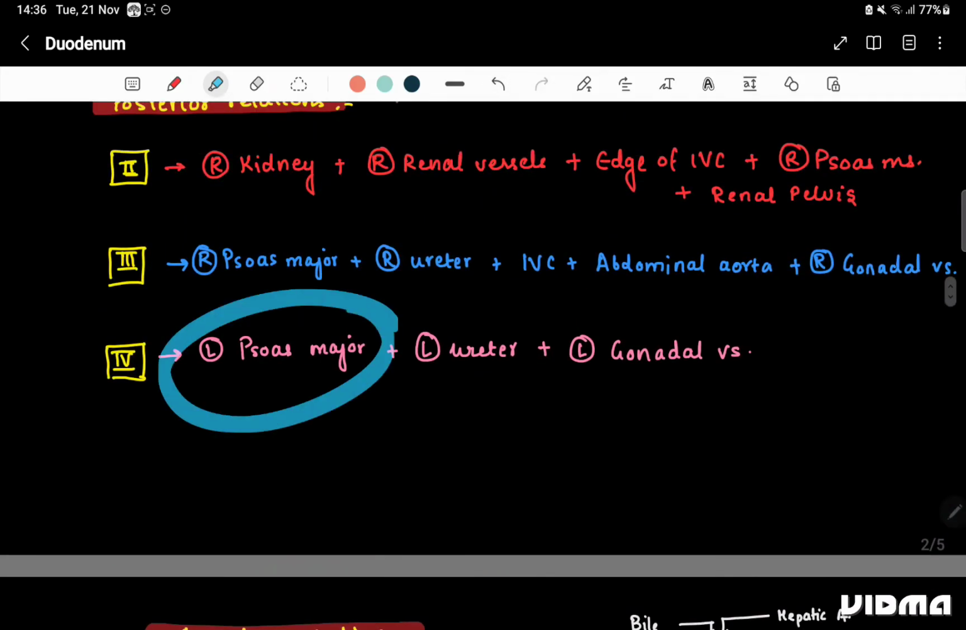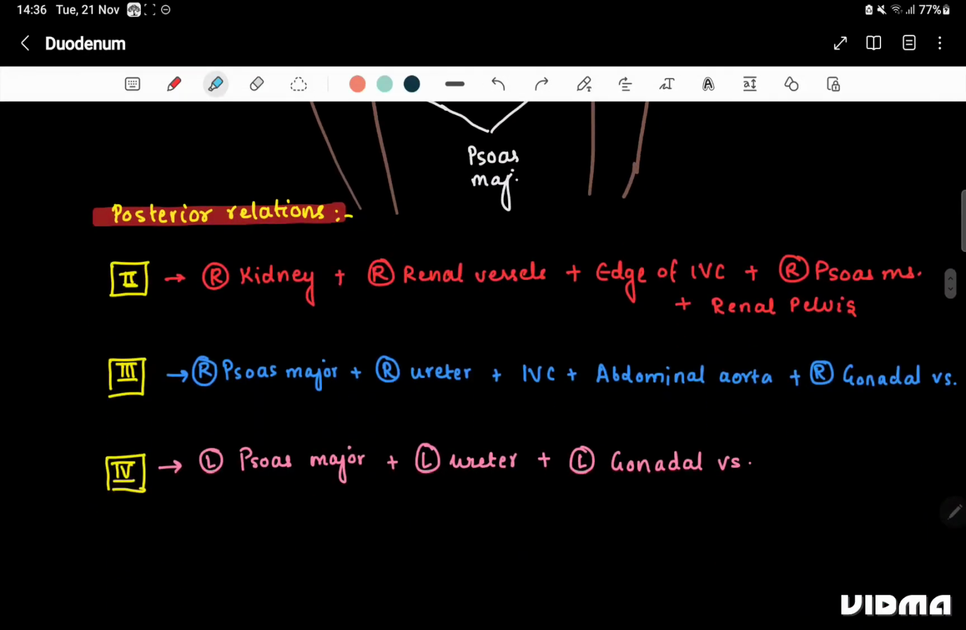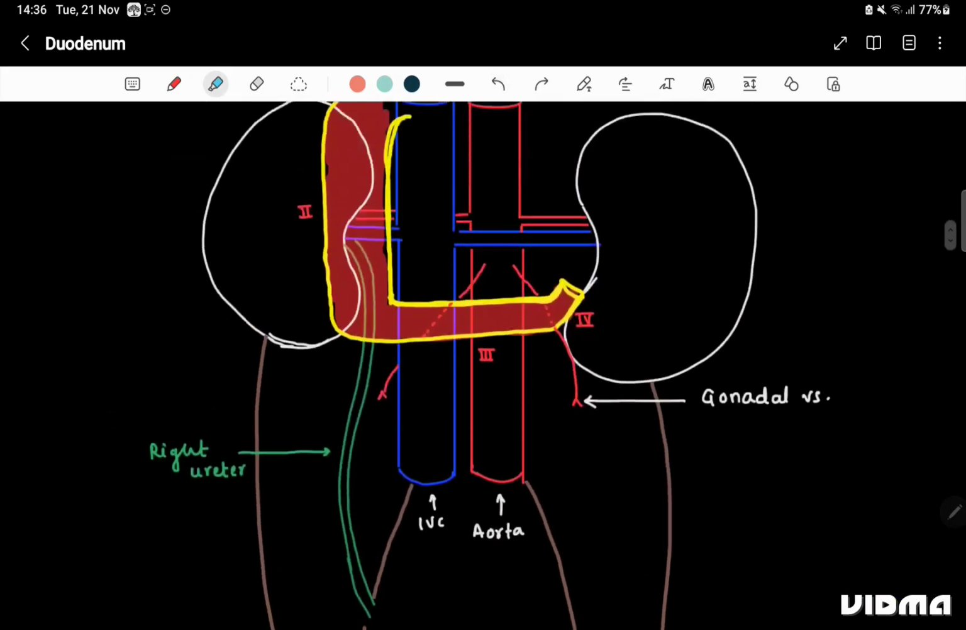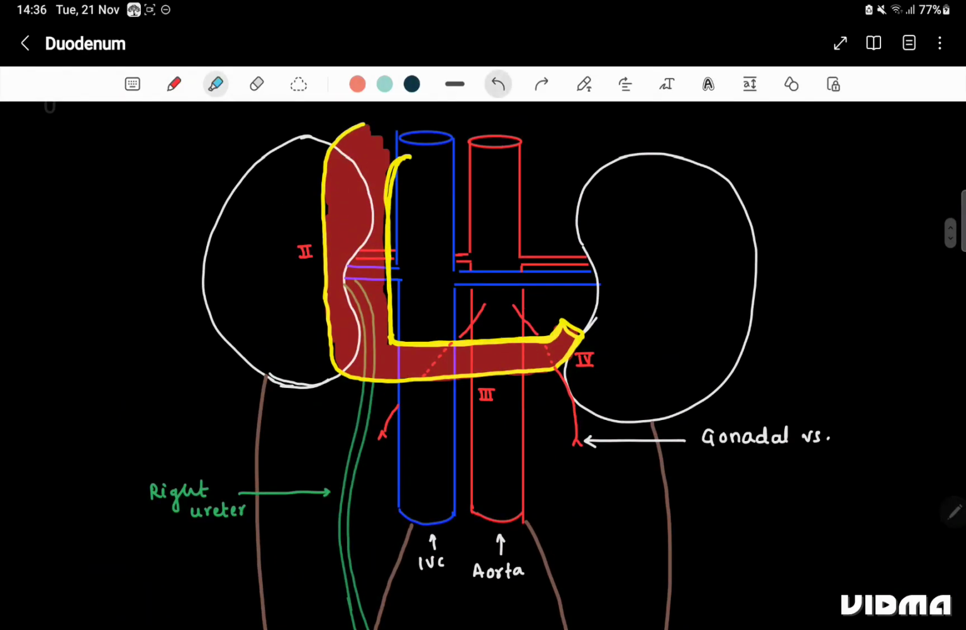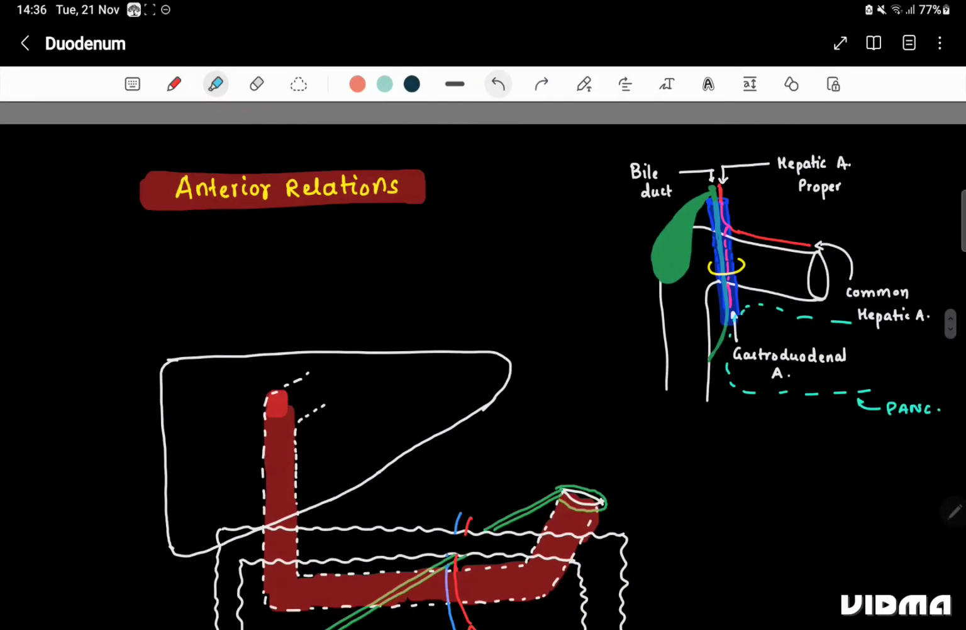So you can write your left psoas major. Obviously the left psoas major is also forming it. So you can write left psoas major, left ureter and left gonadal vessels, and you can also write the edge of the aorta. Talking about this, let's discuss the anterior relations now.